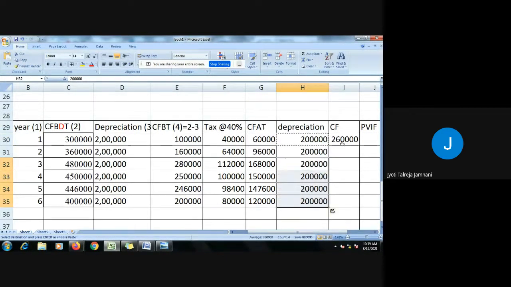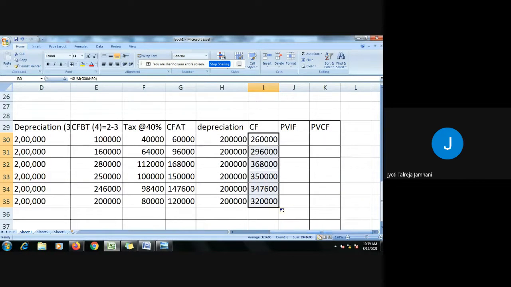So similarly, we will calculate for all the years. We'll add 2 lakh to all the cash flows to get the cash flows. Now we have the cash flows. Now we can find the present value of cash flow.